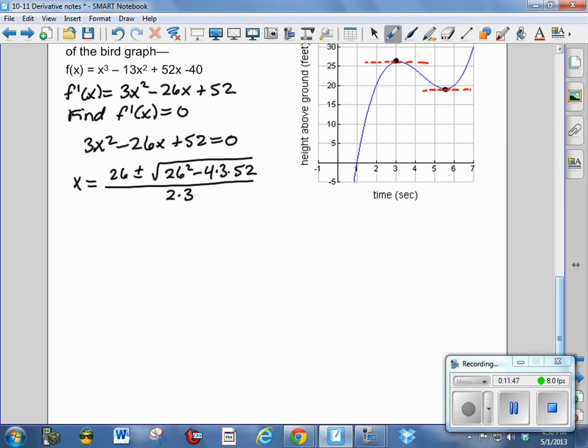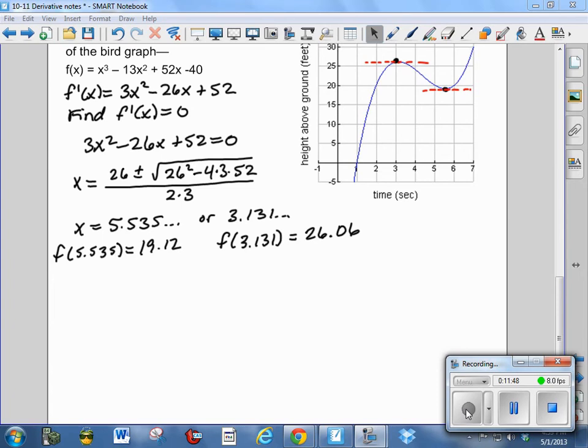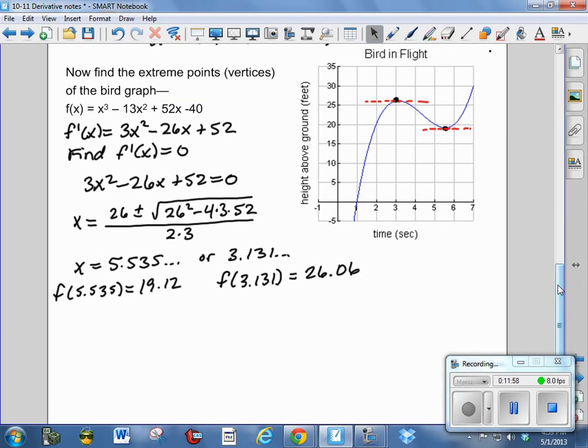Okay, after you've done the quadratic formula, you'll see that x is equal to 5.535 or 3.131. That's what you should have gotten, and that makes sense because you can see the 3.13 looks really reasonable for the x-coordinate of our vertex here. And 5.535 looks really reasonable for our x-coordinate there. And if you then plug the two x values back into the original function f of x, then you can find the y-coordinates of those points. And those also look reasonable.